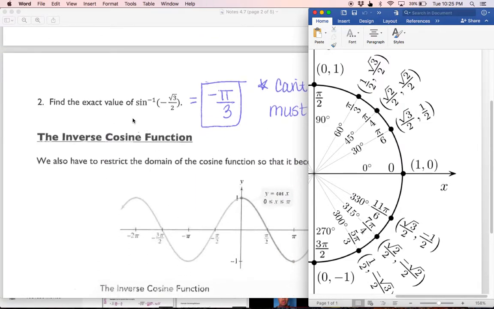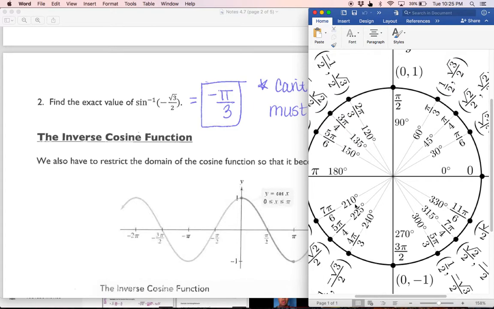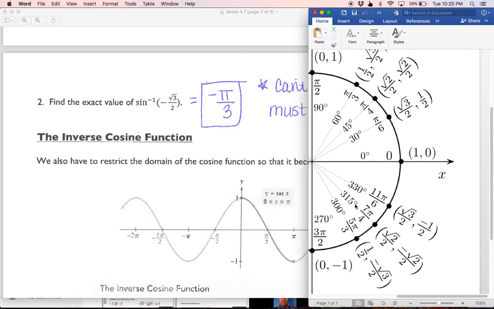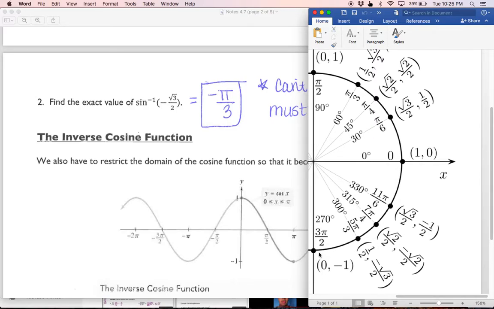We want to find the exact value of the sine inverse of negative square root of 3 over 2. Well, the y value is negative square root of 3 over 2 right here. Remember, we only get to choose from quadrants 1 and 4. It's the same over here, but we don't want to look at that. We only get to go from negative pi halves to positive pi halves, okay?